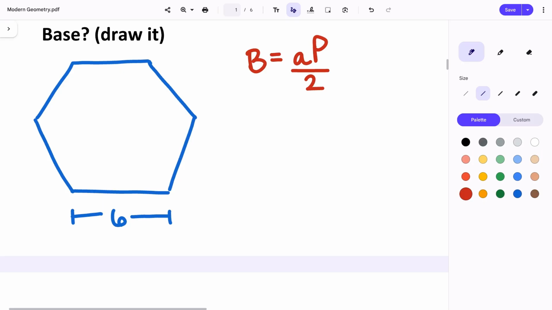Okay. Could I find the perimeter of my hexagon? Yeah? Because how many sides does it have? 6, and they're each 6. So 6 times 6 would be 36. So I could put that in for my P.